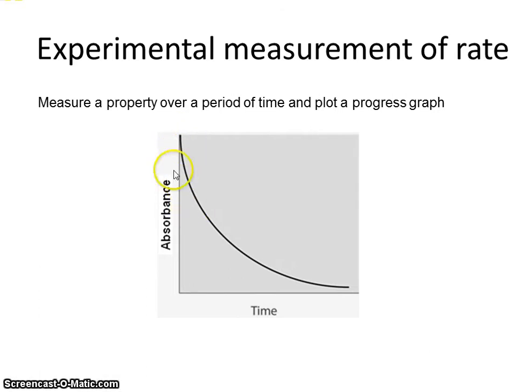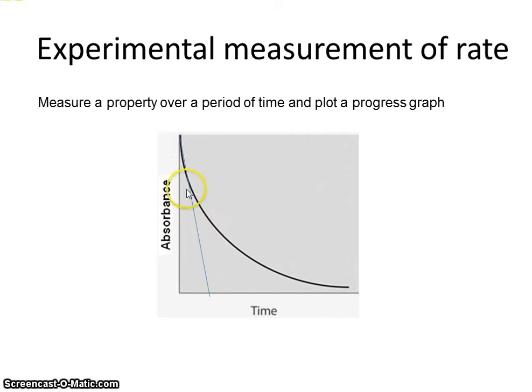So how do we measure the rate if we've got a graph like this? Well, we can plot something called a tangent. With a tangent, you basically hold your ruler against the curve and attempt to, as far as possible, mimic the slope of the curve at exactly the starting point of the reaction, t equals 0.